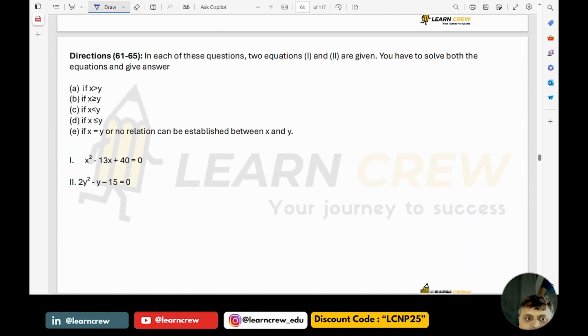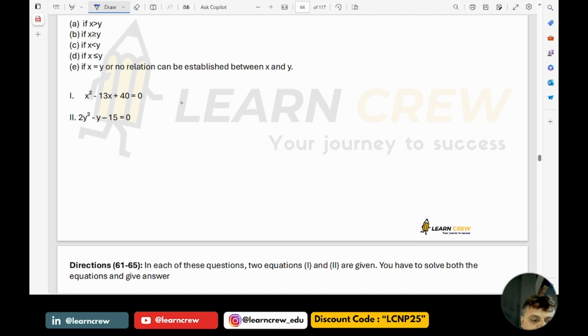Next, questions based on quadratic. So here you will get x as 5, 8.